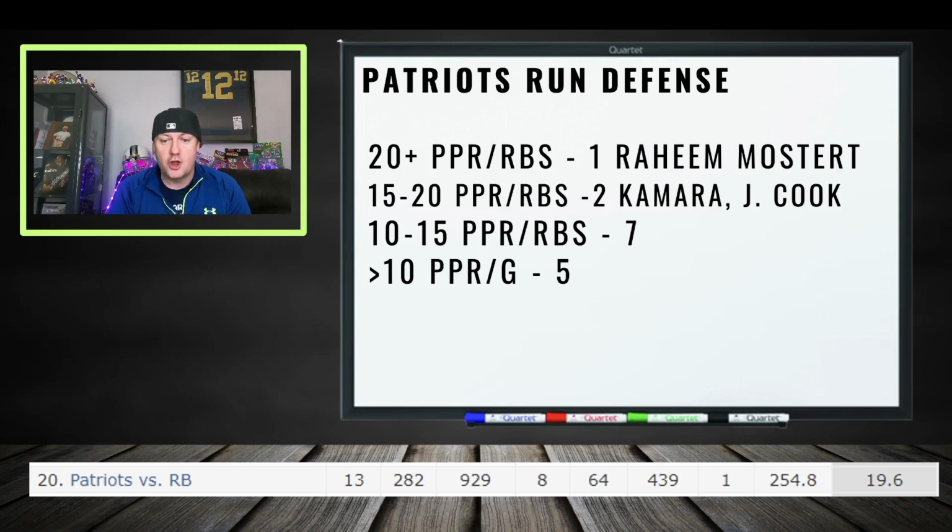That was Raheem Mostert. 2 games where it was 15 to 20 PPR fantasy points. That was Alvin Kamara and James Cook. Just 2 guys doing that. And then we got a slew of games, 7, that ranged from 10 to 15 PPR fantasy points to the running backs. Only 7 running backs were able to do so.